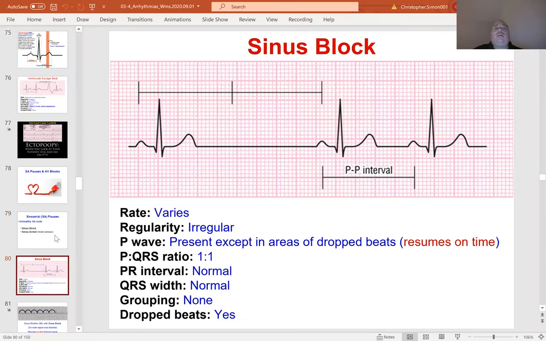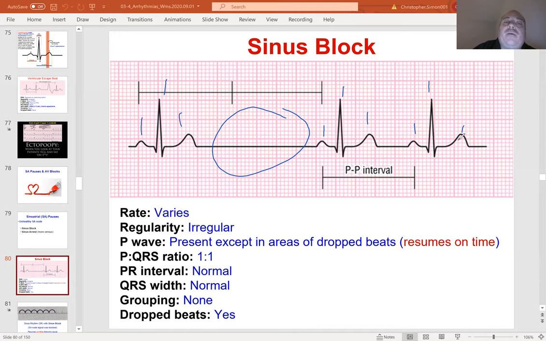All right. So here we have a sinus block. Okay. So as you can see, let me get my pen. Let's back up a sec. Let's identify what we got. P wave, QRST, whole lot of nothing. P wave, QRST, P wave, QRST.